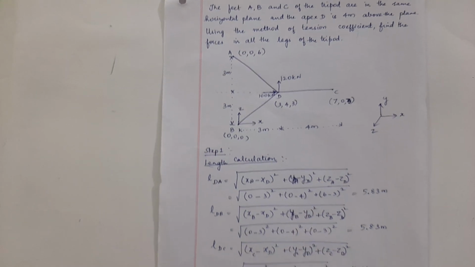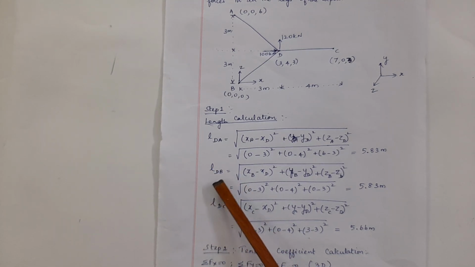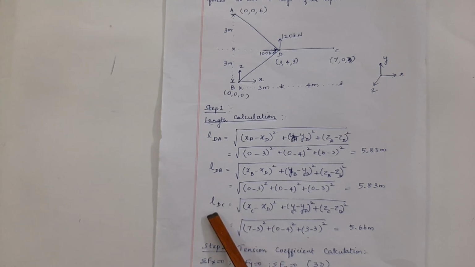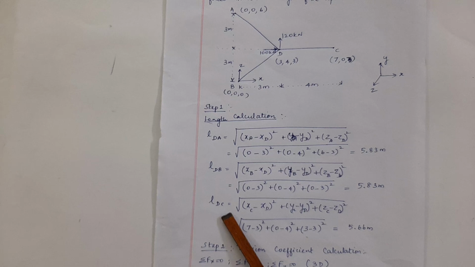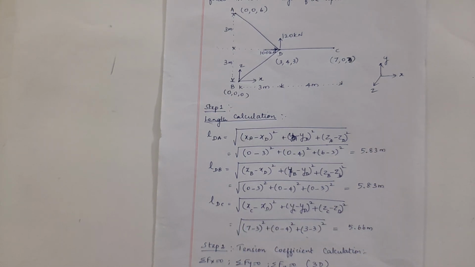So we have calculated the length of each member: LDA, LDB, LDC. D is near end, B is far end. Here D is near end, C is far end. So correspondingly, length of each member is determined. Let us take it as step 1.